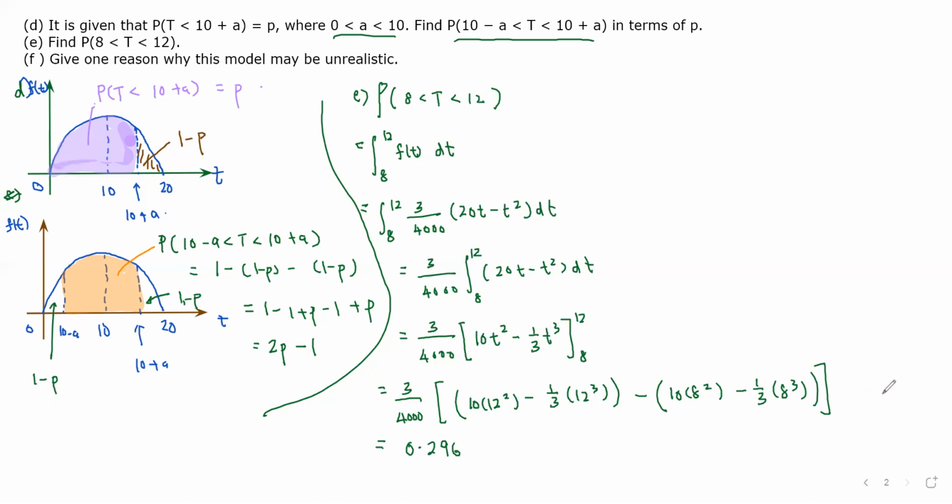Part F, give one reason why this model may be unrealistic. This model only considers time in between 0 and 20. It does not allow for times greater than 20 minutes, which is unrealistic. Well, waiting for a bus for 0 up to 20 minutes is unrealistic. Sometimes there are buses, they are late. You may have to wait 30 minutes, 40 minutes, an hour.